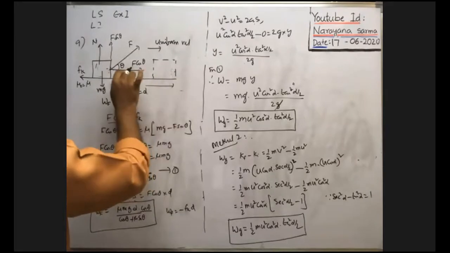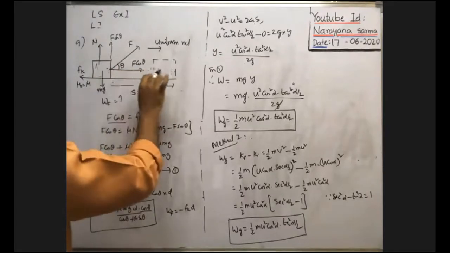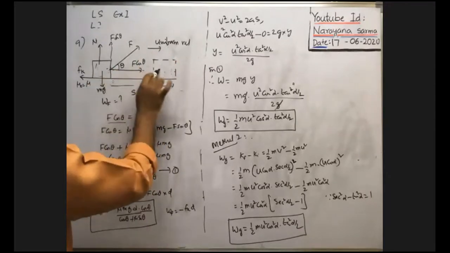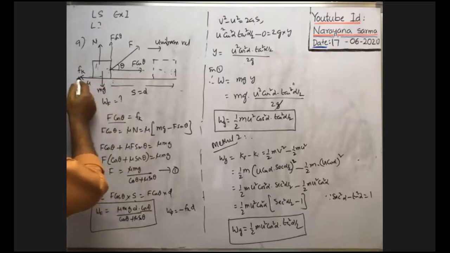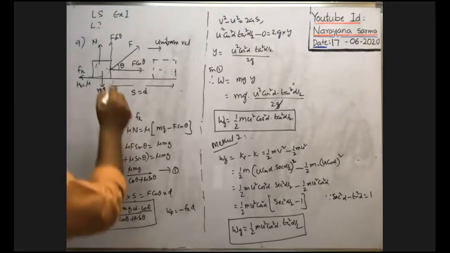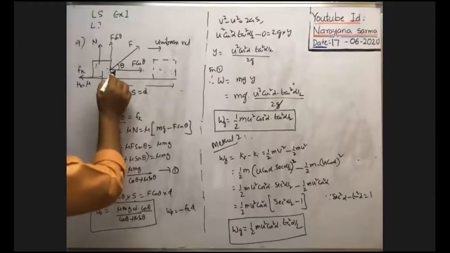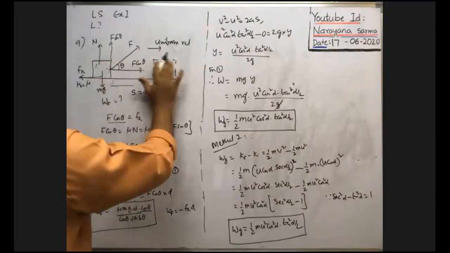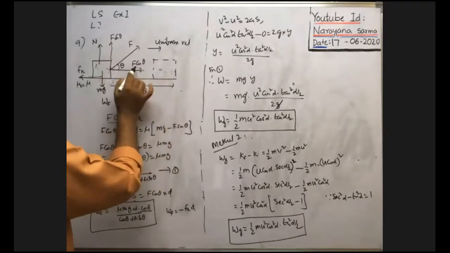But as the block moves in this direction with a constant or uniform velocity, the net force in this direction must be 0. That means to balance this force, definitely there is a friction force acting in the opposite direction. There is a friction force acting on the body in the opposite direction. Whenever these two are equal, the net force acting on the body along this direction is 0 and the body travels with uniform velocity. That's why here F cos theta is equal to Fk.